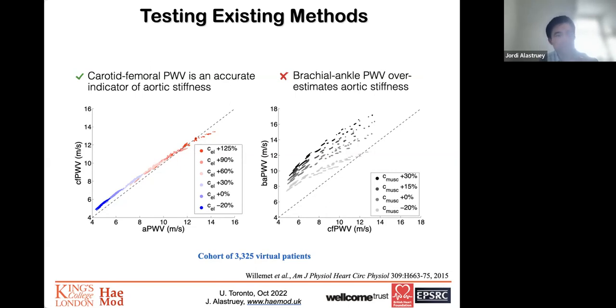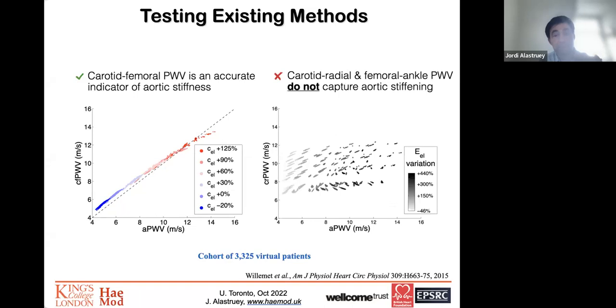However, on the right, we can see that brachial ankle pulse wave velocity overestimates aortic pulse wave velocity, since it is related to the stiffness and also the geometry of more peripheral muscular arteries than the aorta. We also found that carotid radial pulse wave velocity and femoral ankle pulse wave velocity do not capture aortic stiffening. They are therefore not good surrogates for aortic stiffness, which is in agreement with some in vivo studies that have raised concerns about these biomarkers.